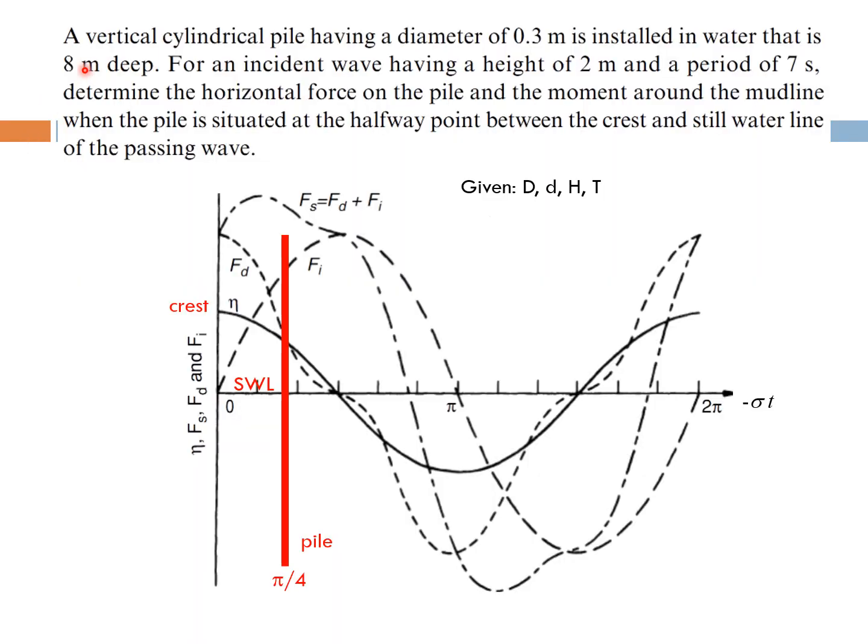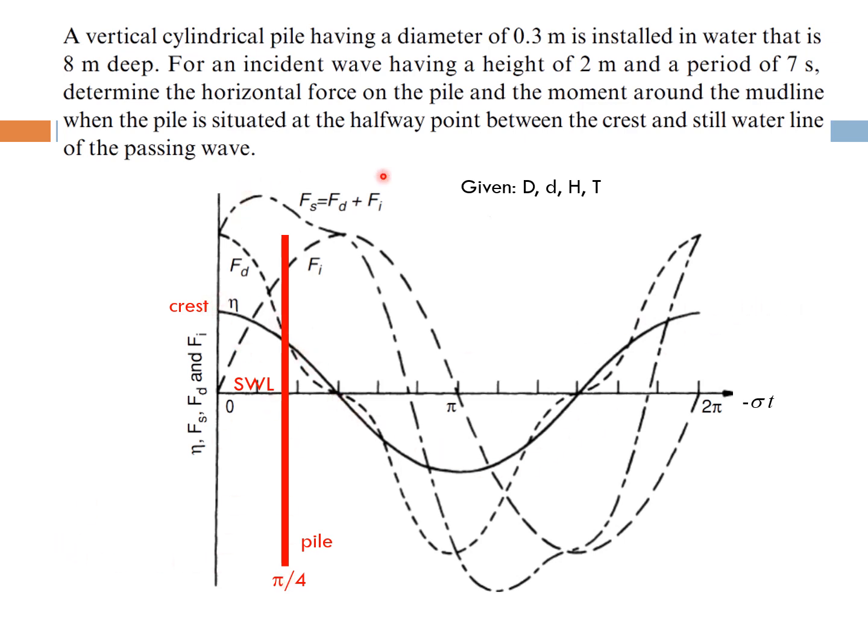In this example, we have a vertical cylindrical pile having a diameter of 0.3 meter installed in water that is 8 meter deep. For an incident wave having a height of 2 meter and a period of 7 seconds, determine the horizontal force on the pile and the moment around the mud line when the pile is situated at the halfway point between the crest and the still waterline of the passing wave. Remember that here the pile is in a fixed position and the wave is passing by.